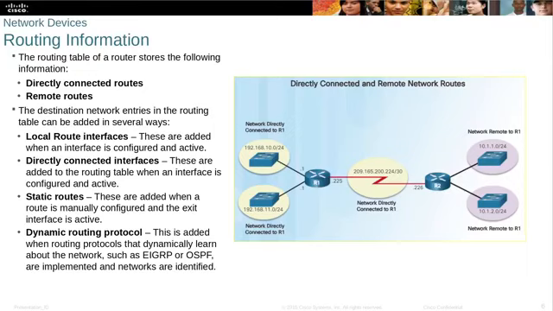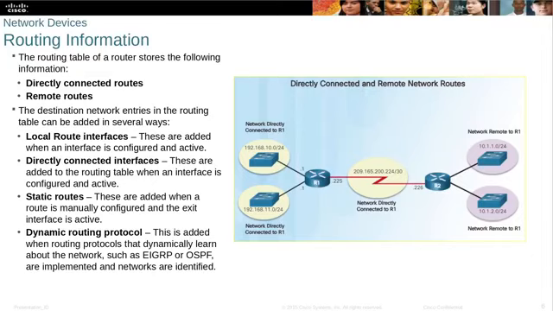A directly connected interface is added to the routing table, again, when an interface is configured and active. Only these will contain the network address. They'll contain the address of the actual network that that interface connects to. These will be indicated in the routing table with a capital C.